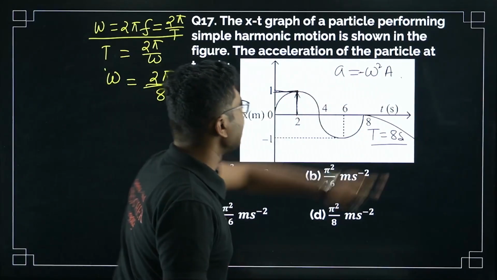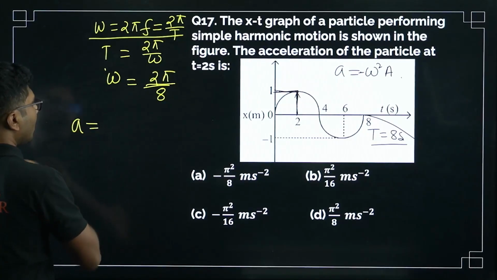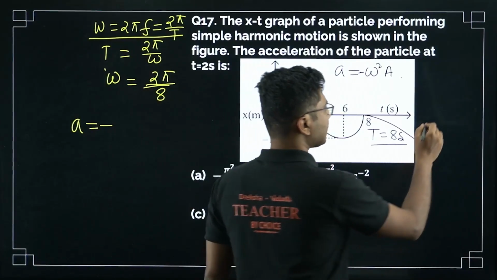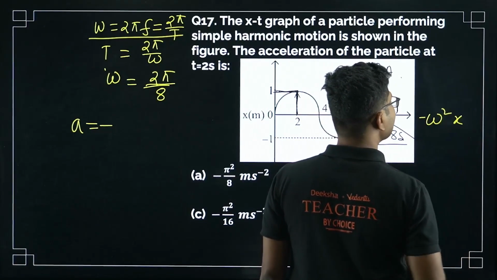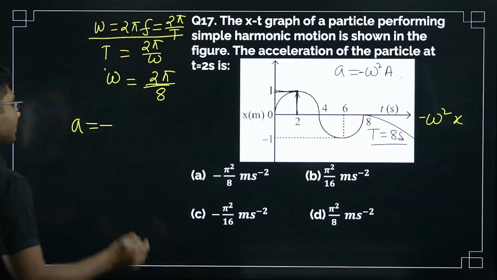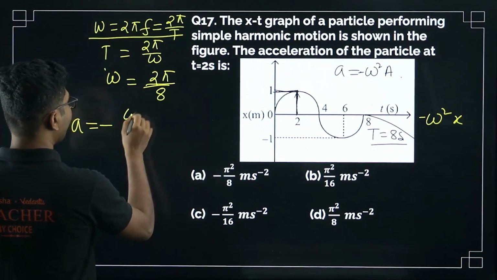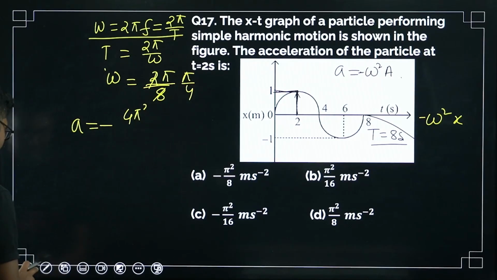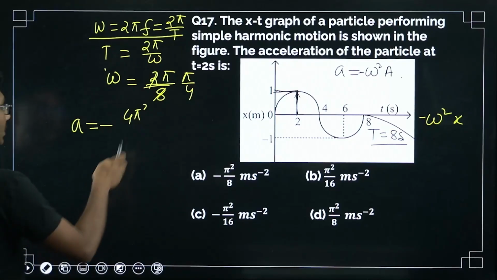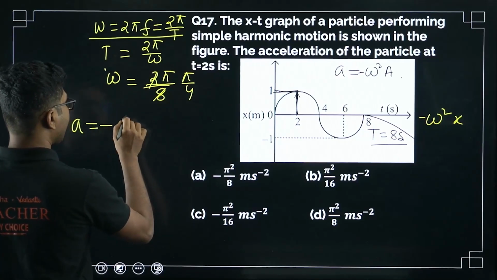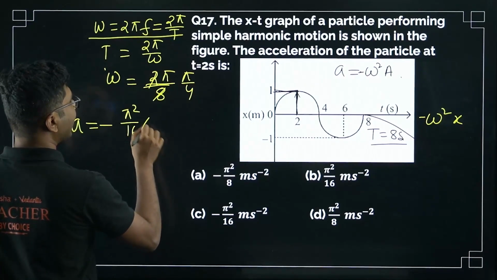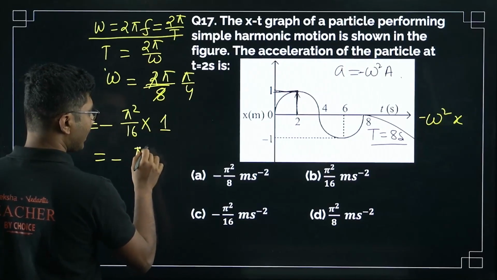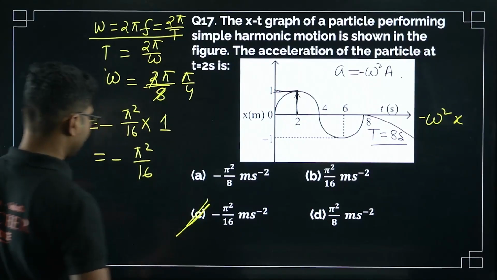Now we will apply this formula. So a equals minus omega square x. Acceleration is omega square into x. That was the condition for simple harmonic motion. So omega square is 4 pi square over 64. Now we can cancel it, obviously pi by 4 squared. Let's simplify it so that we don't have to do a lot of mathematics. So here it will be pi square by 16 into A. A is what? A is 1. So the answer for the acceleration is minus pi square by 16. So the correct answer is option C.